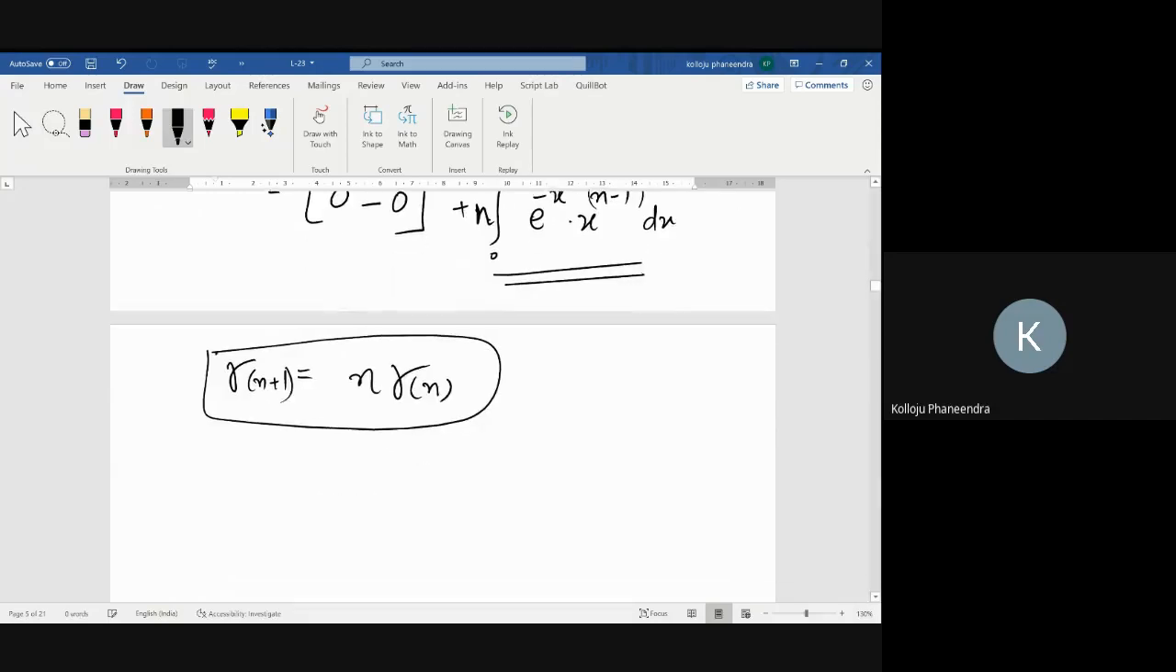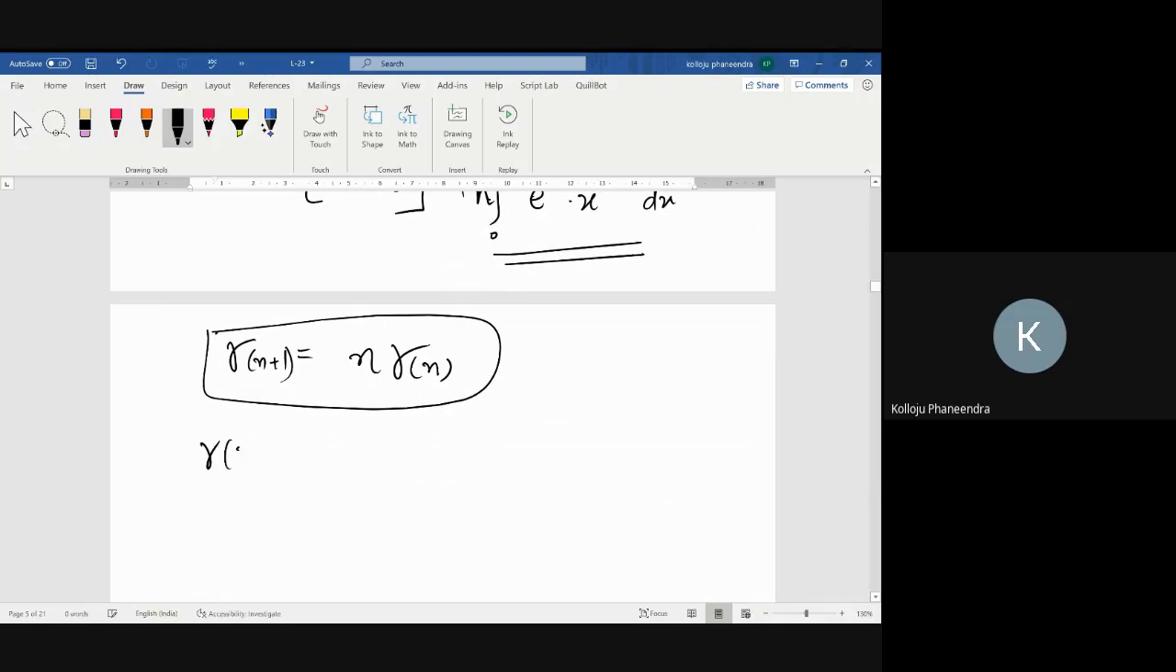This is the reduction formula. For example, I need gamma 3. Simple: gamma 3 can be written as gamma 2 plus 1. What is the n value here? n equals 2 here. So n into gamma n is 2 into gamma 2. And again, gamma 2 can be written as 1 plus 1, where the n value is 1 here. So 2 into 1 into gamma 1.